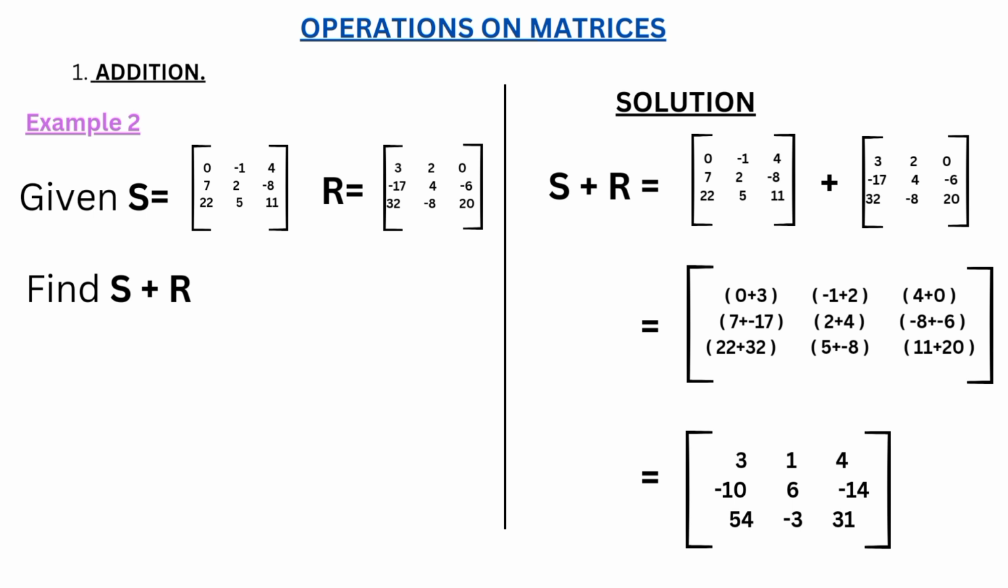So 0 plus 3 is 3, -1 plus 2 is 1, 4 plus 0 is 4, 7 plus -17 is -10, 2 plus 4 is 6, -8 plus -6 is -14, 22 plus 32 is 54, 5 plus -8 is -3, 11 plus 20 is 31.